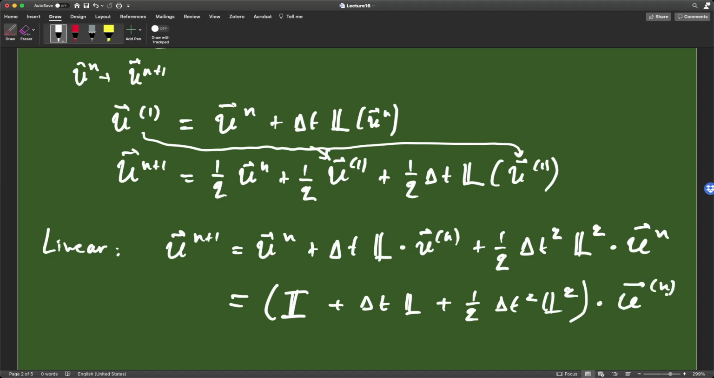And I don't need these brackets here, but I'm having some difficulty erasing them. Okay.